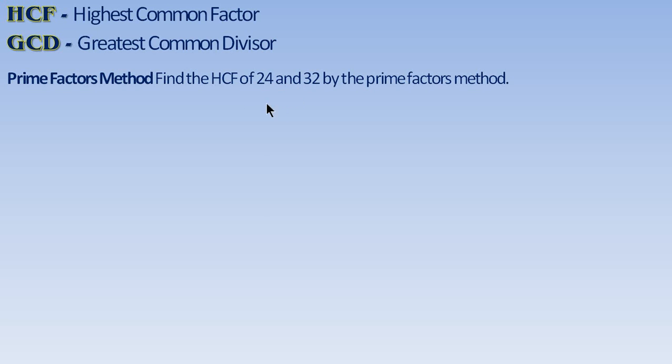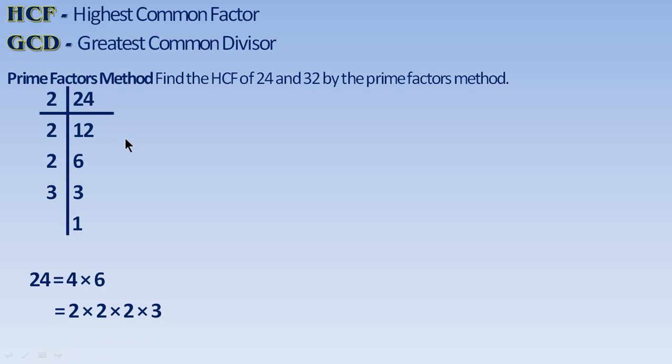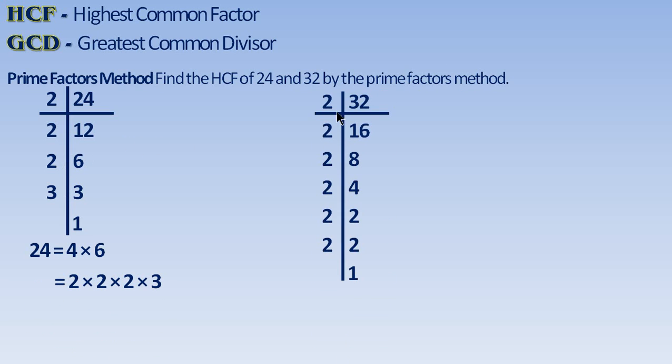We prime factorize 24 and we get the factors as 2 multiplied by 2 multiplied by 2 multiplied by 3. 32, you get it as 2 multiplied by 2 multiplied by 2 multiplied by 2 multiplied by 2. Now when we arrange 24 and 32 and compare them, we will find that 2 multiplied by 2 multiplied by 2, that means 2 is 3 times common in both the numbers, and hence the highest common factor is 8.